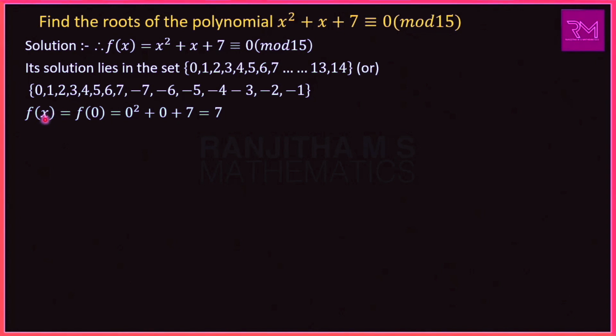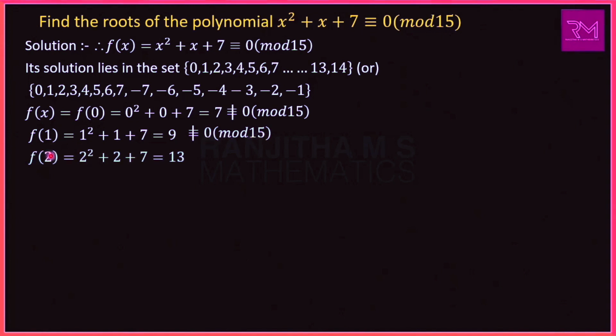So what's the next step? We have to substitute x values 0, 1, 2, 3 and the values in this set. If we substitute x value 0, this is 0 square plus 0 plus 7. So this value is 0 plus 0 plus 7. Obviously we get a value 7. 7 is not congruent to 0 mod 15. This is because 15 does not divide 7. So substitute x is equal to 1. Therefore we get 1 square plus 1 plus 7, which is equal to 9. So this value is 9. So 9 is not congruent to 0 mod 15.